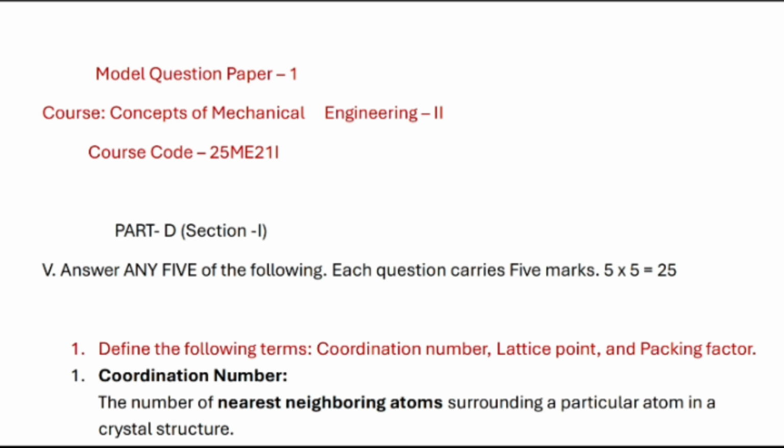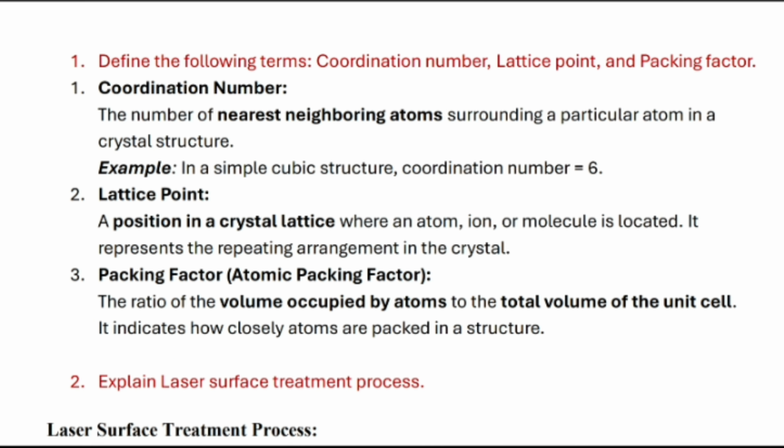This is Model Question Paper 1, Concepts of Mechanical Engineering 2. Subject code is 25ME21I. Today we are going to learn the 5-mark questions. If you study, you will get 25 marks if you attend 5 questions of 5 marks each. The first question: define the following terms: coordination number, lattice point, packing factor.